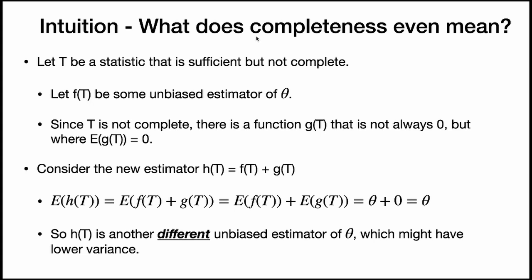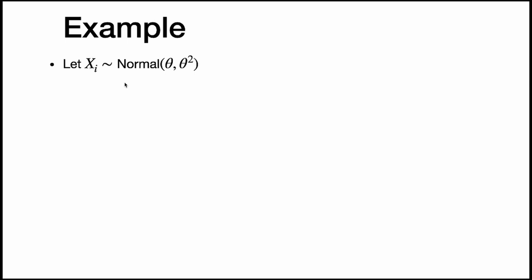So when our statistic is not complete, what happens is maybe we don't know that our estimator f of t is the best, because I could just add this extra info to it and get another unbiased estimator that perhaps has a lower variance. So let's see an example of that. Again, let's let xi be normal in this curved exponential family, right, where we have a mean theta and a variance theta squared.